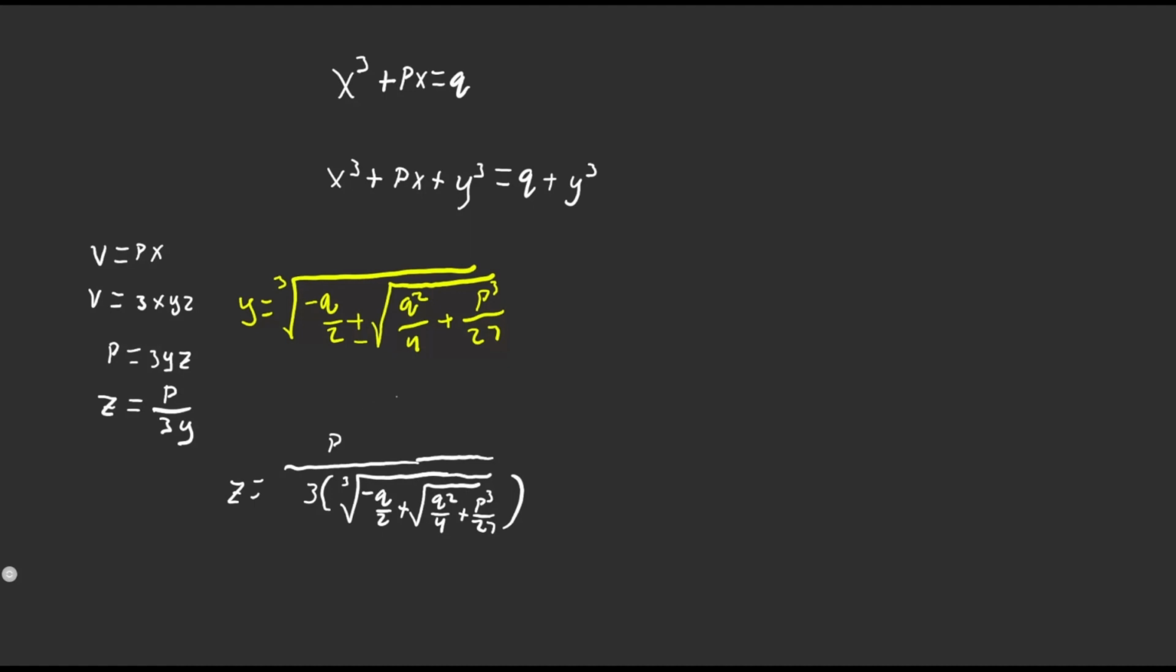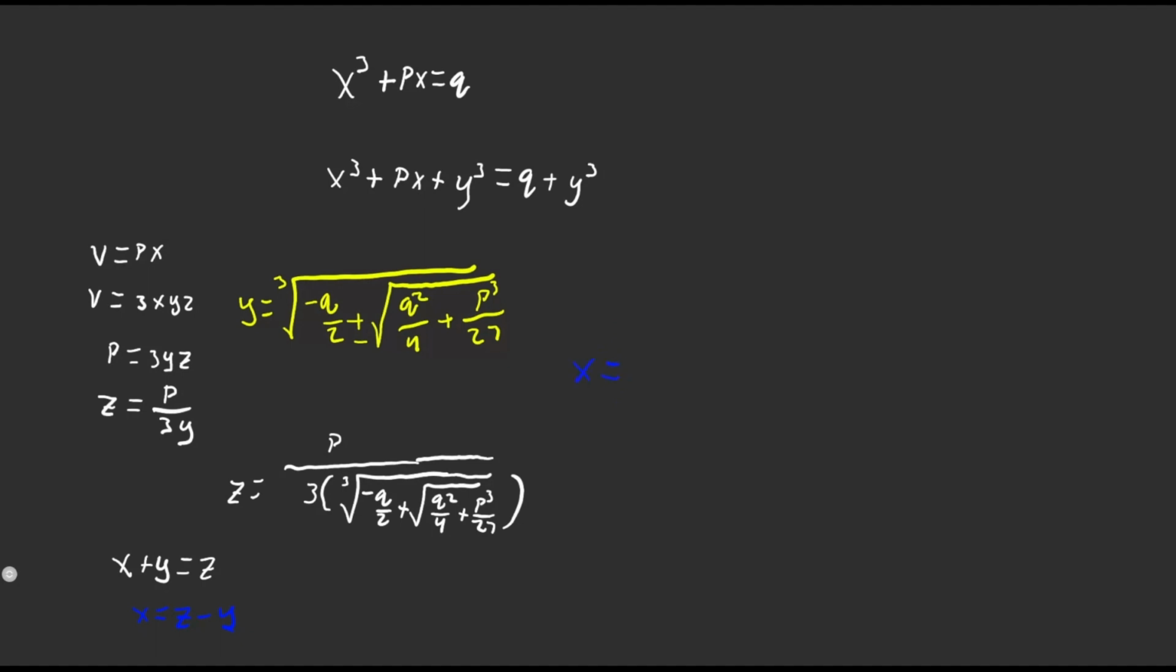And now to find x, we will use x plus y is equal to z. I will show y later, so just bear with me for now. And now that we could get x, we just move y to the left side where we get z minus y, where we end up getting our solution to x for the cubic.